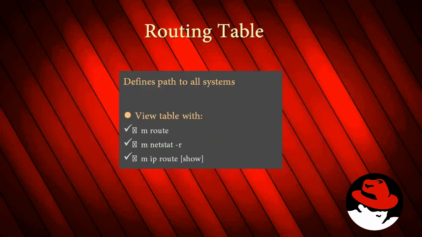Similarly, you can use the routing table for finding the route of data packets that are transferred over the network. It defines the path to all the systems in the table. You can use the route command, netstat -r command, ip route command, and so on.